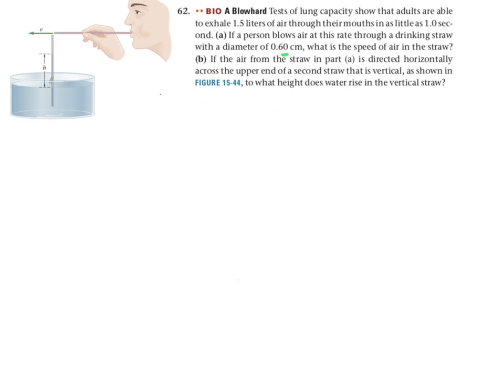Part B reads, if the air from the straw in part A is directed horizontally across the upper end of a second straw that is vertical, as shown in the figure, to what height would the water rise in the vertical straw? So here we're going to have to play some games about what we're talking about. Let's call this pressure right here at the bottom level, well, that's going to be 1 atmosphere because the whole thing is open to the atmosphere and nothing's going on.